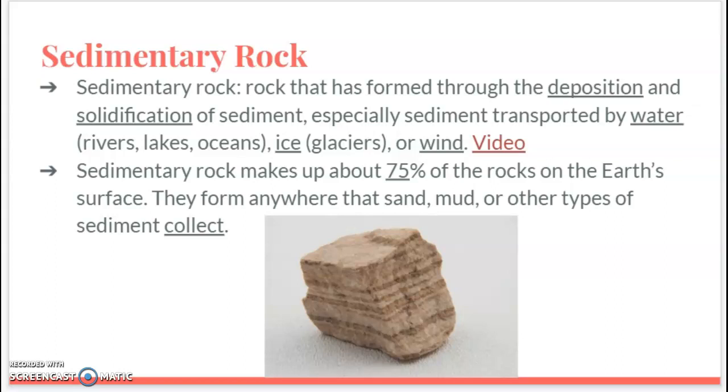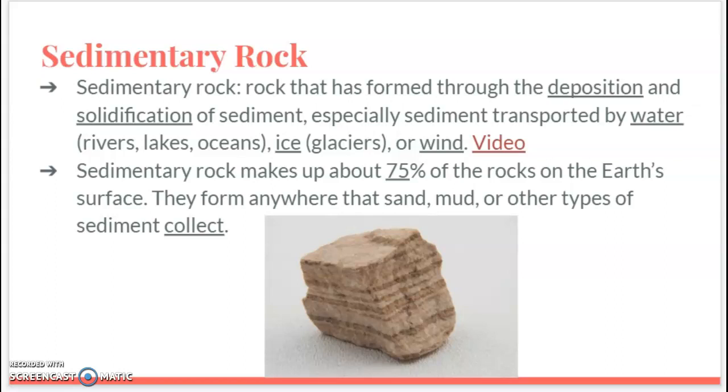So when we think about that definition, rock that has formed through the deposition and solidification of sediment, that word deposition means that that sediment was deposited somewhere. So the sand, the mud, whatever it is that we're talking about has all been brought into the same location and then solidified, which means turned into a solid. So if we look at this picture down here, you can very clearly see stripes in the rock or different layers in the rock. So each of those layers might have been made by a different type of sediment.